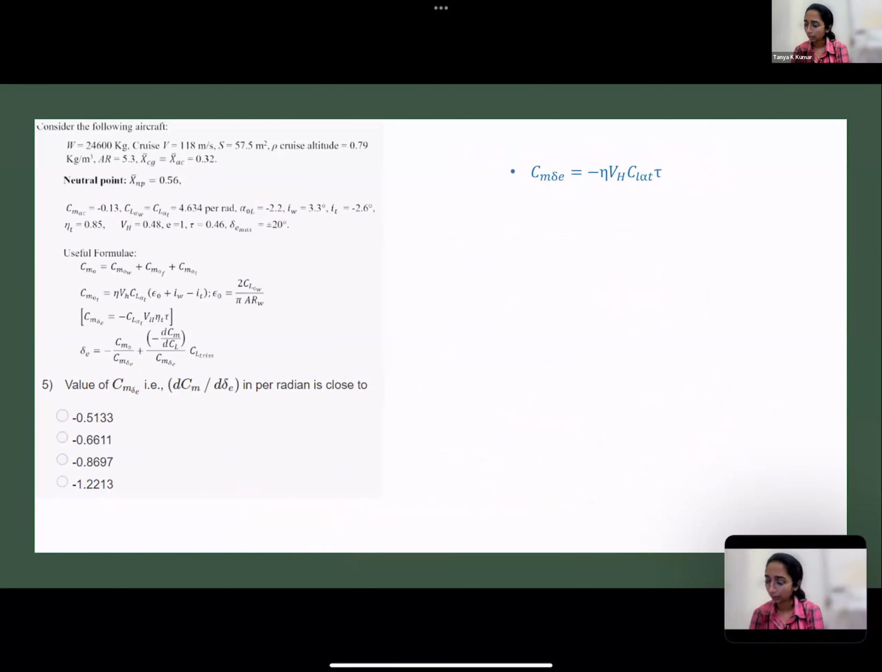Next question. What is CM delta E? It's a direct substitution of the formula. Let's just put in the values. Minus 0.85. VH is 0.48. CL alpha tail is 4.634. They've asked you in per radian, so there's no need to convert it. And your tau is the tail efficiency, the control surface effectiveness parameter, which is 0.46. So how much is this value?